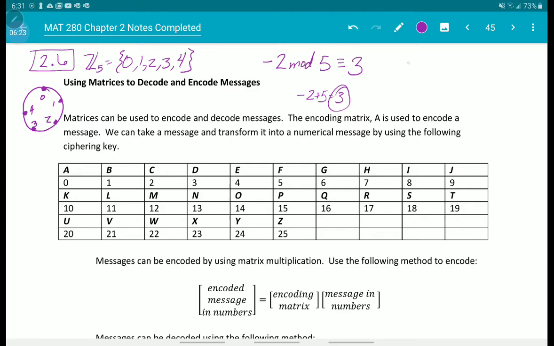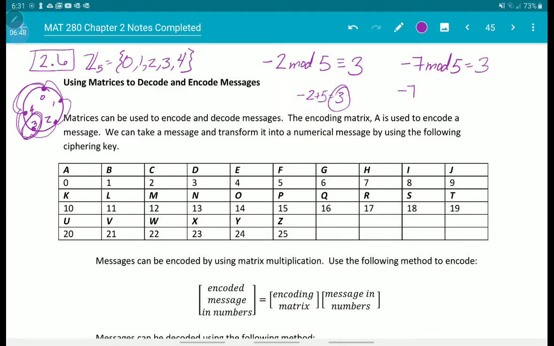Let's do another one. What if we have negative 7 under mod 5? Well, if we're looking at negative 7 under mod 5, thinking about this clock again, we're going to go backwards 7 times. So 1, 2, 3, 4, 5, 6, 7. So we're going to end up at that 3 using the clock.